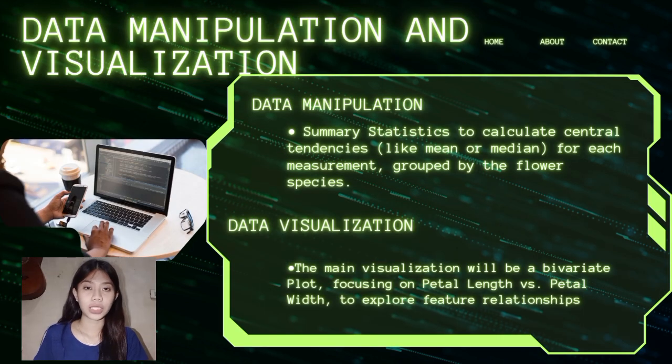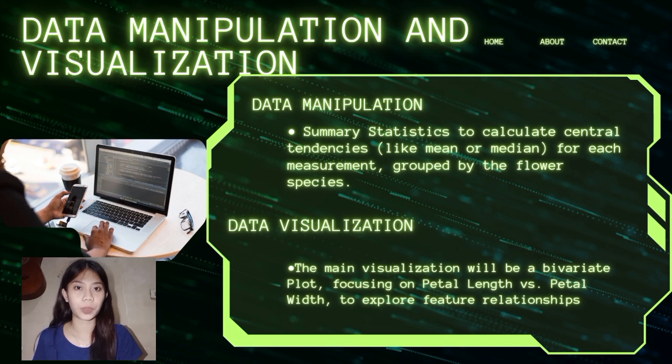Data manipulation involves cleaning, transforming, and organizing data to prepare for analysis. For the IRIS dataset, common manipulation includes selecting relevant columns, filtering data by species, and handling outliers. Data visualization uses graphical techniques to uncover patterns and relationships, such as sepal and petal lengths, across different species.